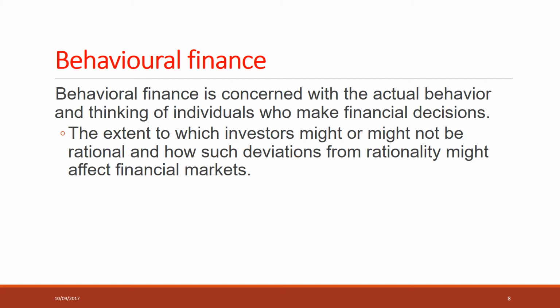So Kahneman and Tversky studied in 1979, which motivated a whole literature of behavioral finance, where people look at how rational the investors are, right? So behavioral finance is a set of studies concerned with the actual behavior and thinking of the individuals who make the financial decisions, right? This literature recognizes that investors are not always rational, and given their irrationality, how would that affect share prices?